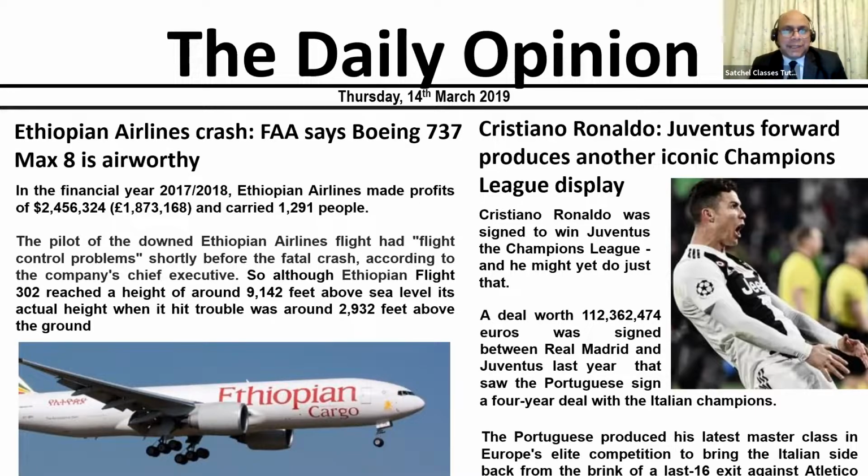Do you realize there's something special about the newspaper? Especially if you focus on the numbers given in it. Yes, right? If you look at this, they are way too accurate. If you look at the profits made by the airline, it says $2,456,324. Now, who gives an answer down to the last digit? The same is the case when converted into pounds. 1,291 people, 9,142 feet, right?